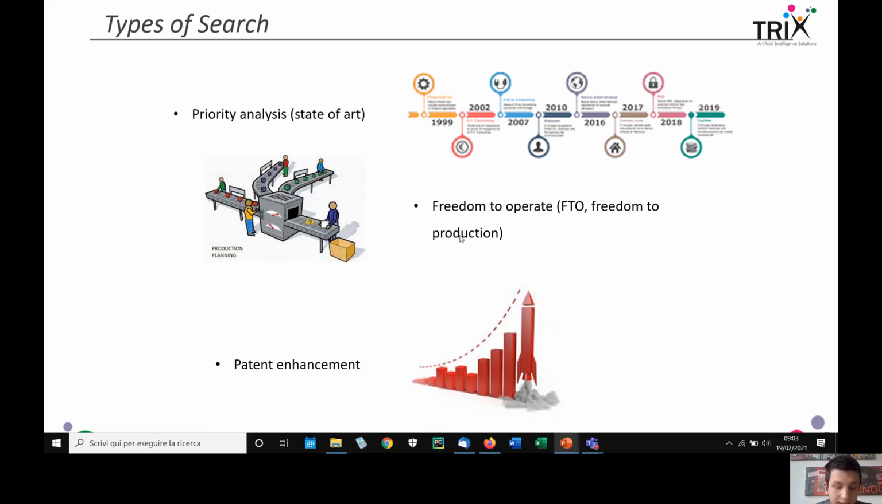Freedom to operate is similar to the previous search for priorities, but I have to find a series of dead documents that allow me not to patent, but to use my solution myself on the market, or a series of alive documents that block me from selling because they still have protection active on a solution equal or similar to mine. Patent enhancement, where I already have a patent or patents, and I analyze both the state of the art and the scientific literature to improve my solution and also make other patents.